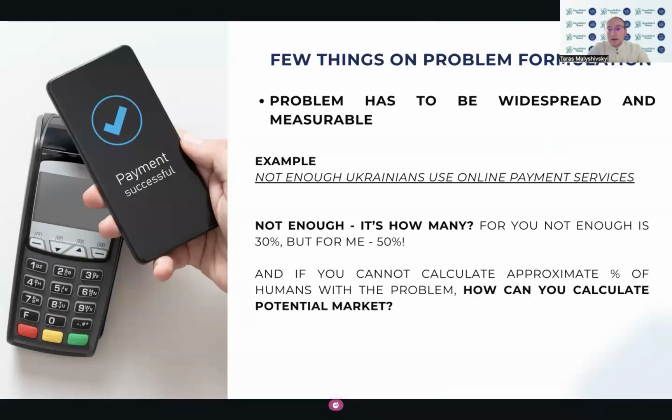Third, a problem has to be widespread and measurable. Example: not enough Ukrainians use online payment services. But not enough, how many is that? For you, not enough is 30%, but for me, it's 50%. So you have to calculate an approximate percentage of humans with the problem, because that helps you to calculate the potential market. If you don't have the size of your market, you cannot predict your future sales, future profit and loss forecast, and so on. So please try to be as specific in the measurement as you can be.